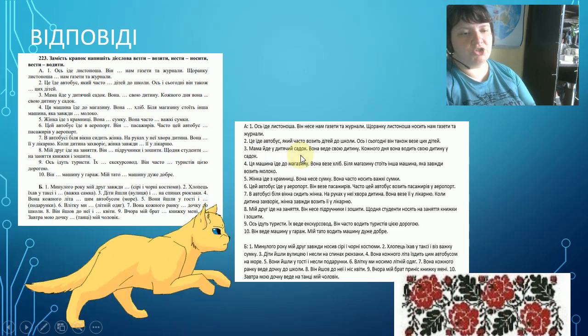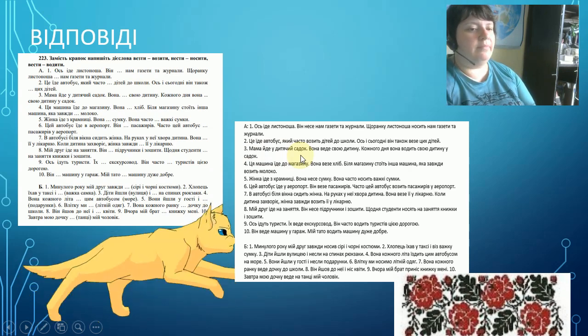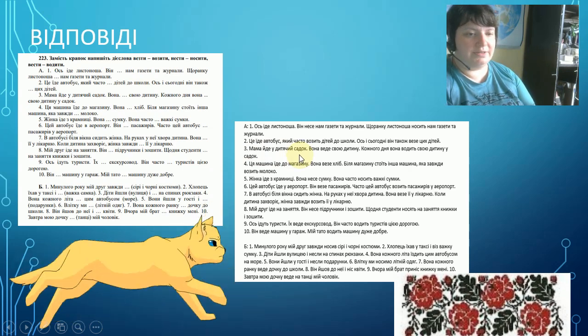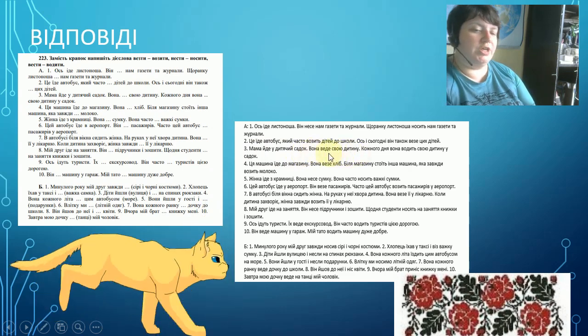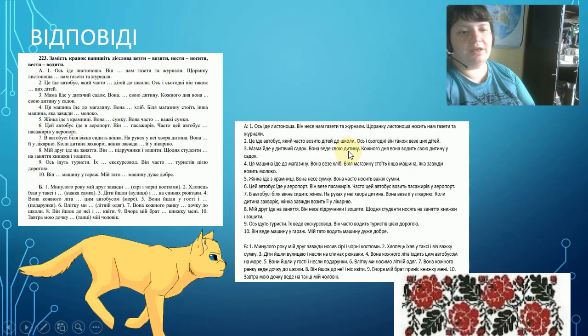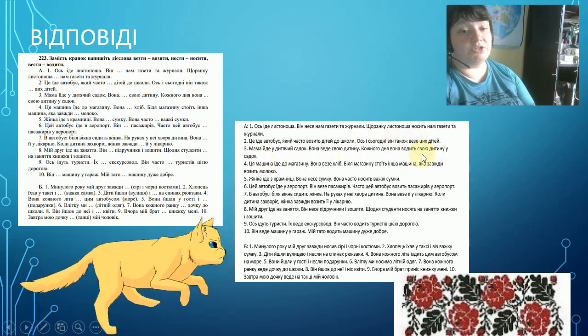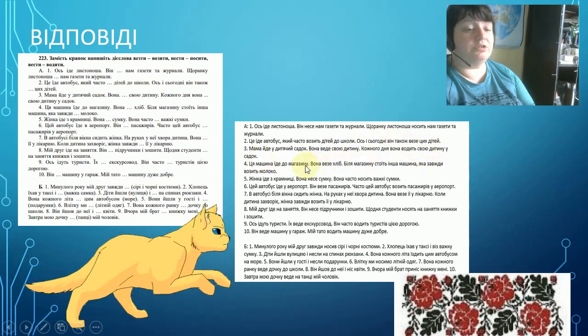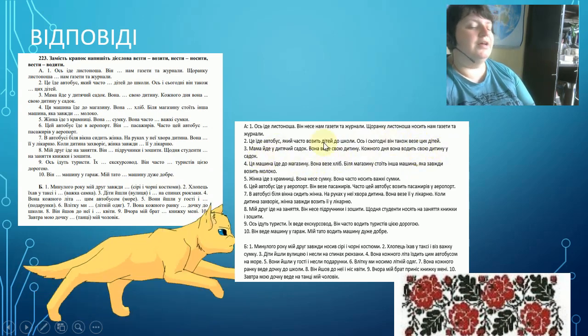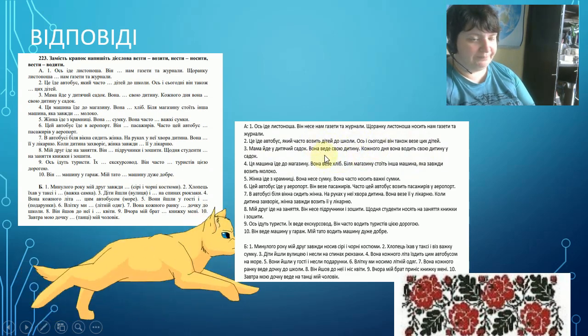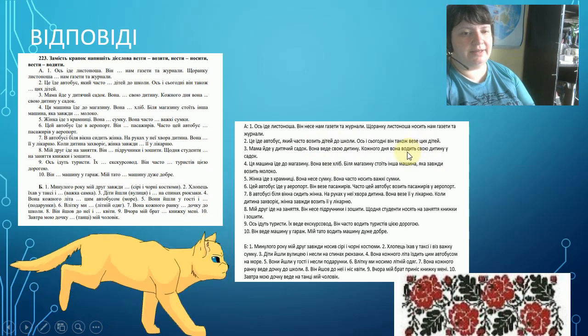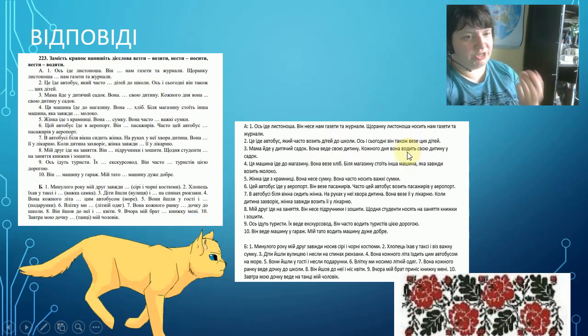Мама йде у дитячий садок. Мама is coming to the kindergarten. Вона веде свою дитину. She is leading her child with her. Кожного дня вона водить свою дитину у садок. Every day she brings her child to the kindergarten. So, here is a process, веде, вести, and here is the routine. She does it every day.